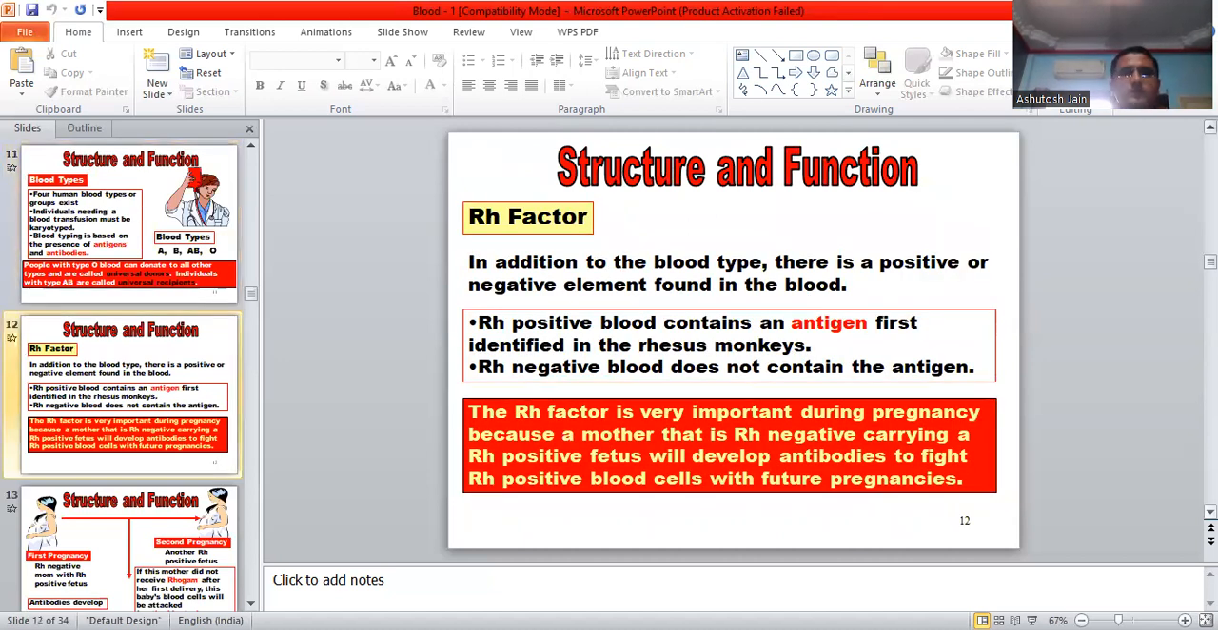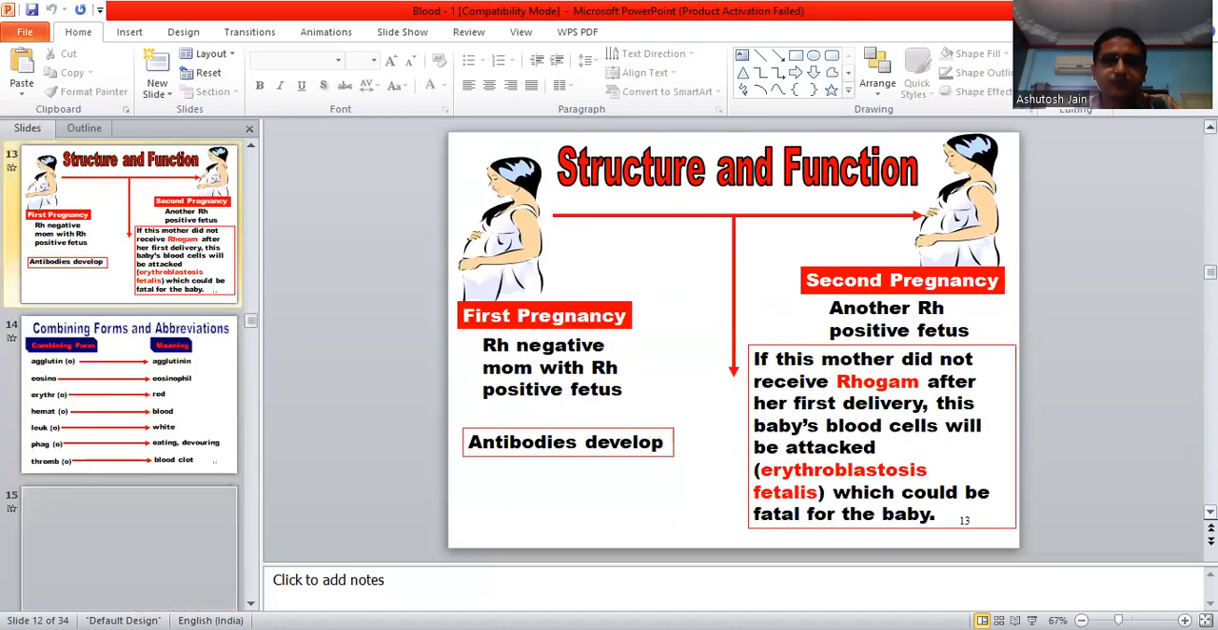Rh factor. In addition to the blood type, there is a positive or negative element found in the blood. Rh positive blood contains an antigen first identified in rhesus monkeys. Rh negative blood does not contain the antigen. The Rh factor is very important during pregnancy because a mother who is Rh negative carrying an Rh positive fetus will develop antibodies to fight the Rh positive blood cells in future pregnancies. This is called erythroblastosis fetalis.